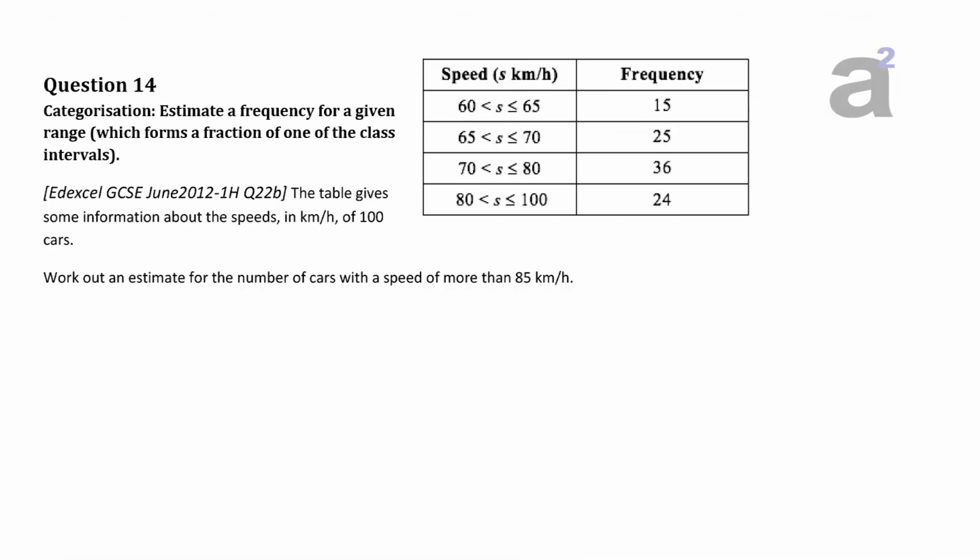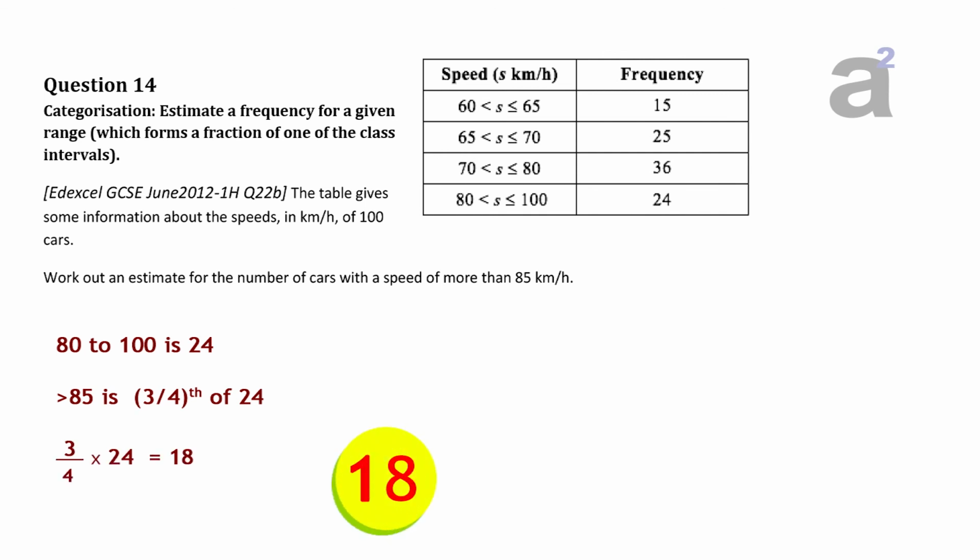A different question. Some information about the speeds in kilometers per hour of 100 cars. Work out an estimate for the number of cars with a speed of more than 85 kilometers per hour. So more than 85 kilometers per hour means it's in the group of 80 to 100, clearly. So that is 3/4 of the last one. The frequency of 80 to 100 is 24. So 3/4 of 24 will be having more than 85. That is 3/4 times 24, which is 18.